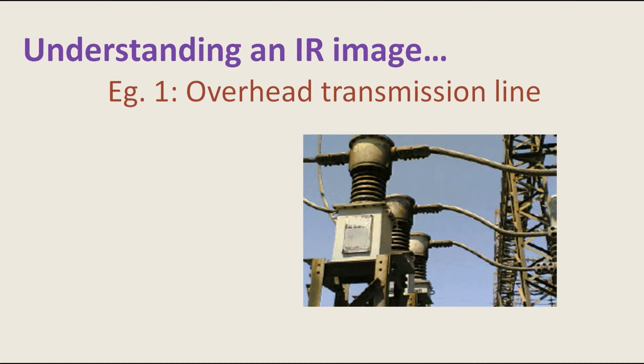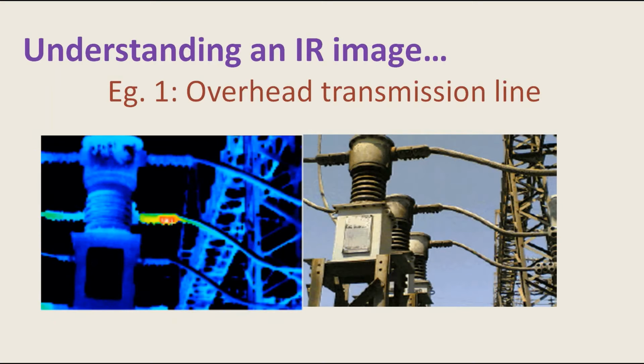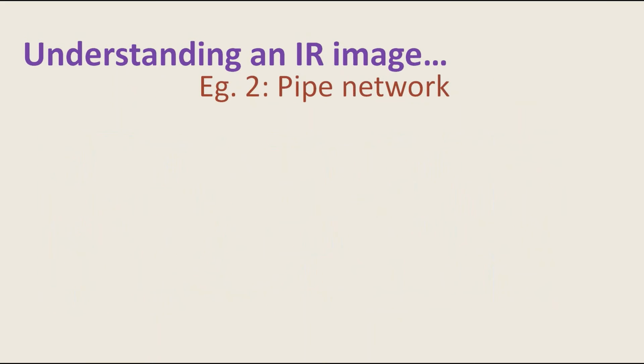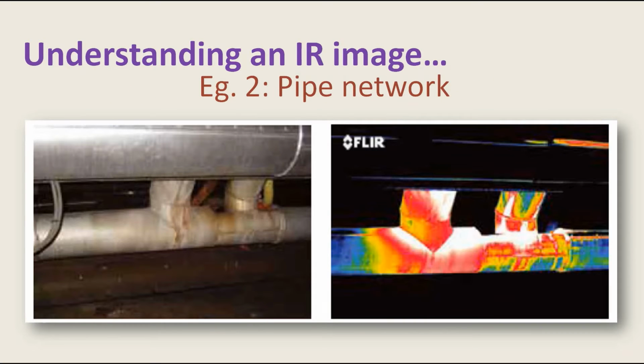Now let's consider an example to understand the thermal profile. This example shows an overhead transmission line. The visual and thermal images are being compared here. As you can see, the middle line is red in color. This means that overheating is happening here. Now, the reason for overheating could be a loose connection, overloading, or aging of material. Consider another example. This is a visual and thermal image of the pipes in a network. The red area in the thermal image shows imperfect insulation.